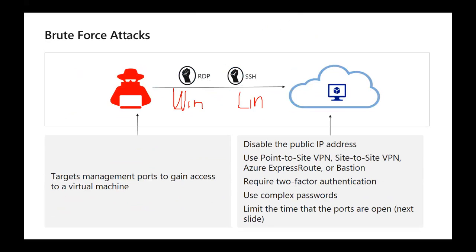So to block these RDP brute force attacks, we can take different measures. For example, we can disable the public IP addresses and use one of the connection methods that we saw in module number 2, for example, using a point-to-site virtual private network. Also, we can extend the protection using a site-to-site virtual private network, using Azure ExpressRoute, or using Azure Bastion. And a different way to protect our organization is during the connection process.